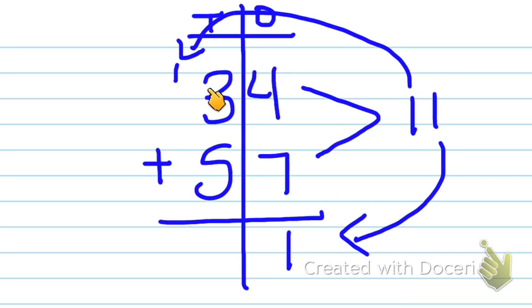So 1 plus 3 is equal to 4. 4 plus 5 is equal to 9. So my answer is 91. If this is the addition strategy that you like, write this one in your journal.